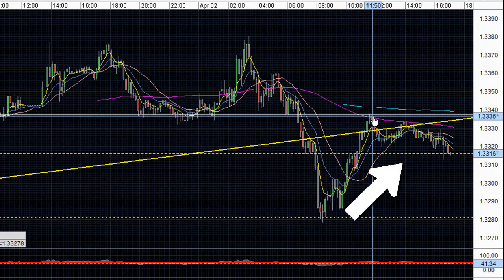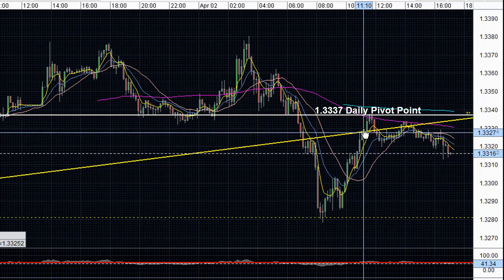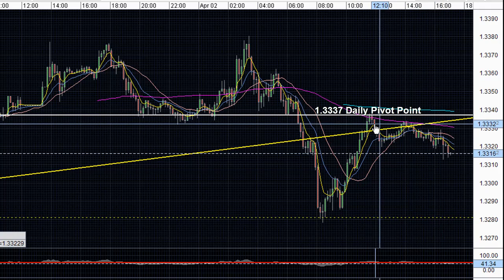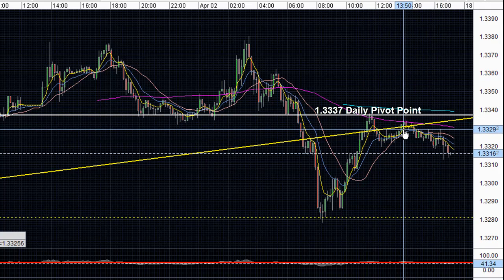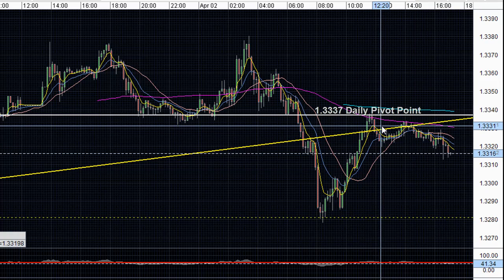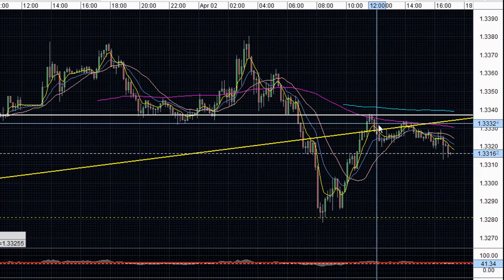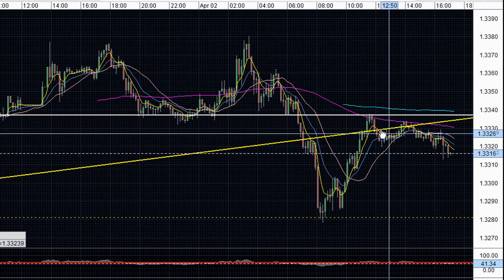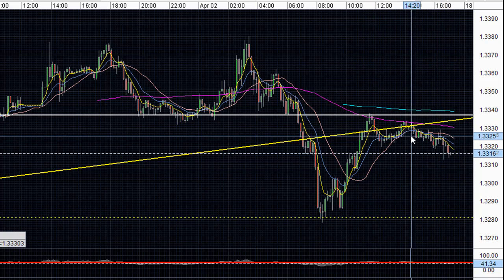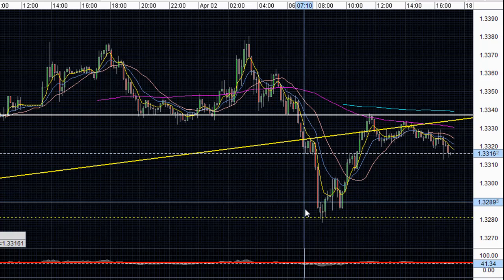But as you can see, the pair found resistance at our daily pivot point at 33.37, and right now the pair seems to be well contained below this pivot point. And right now, the pair appears to want to continue its bearish momentum downward. Of course, we will have to wait to see what will happen when the Japanese market opens up. But that's the price action for today.